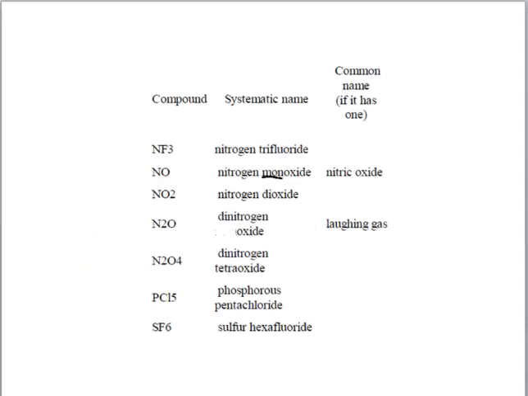Here are some opportunities to practice. Formulas are here. Unfortunately, the numbers are not subscripted. Systematic names are over here. So, for example, NF3 is nitrogen trifluoride. NO is nitrogen monoxide. NO2 is nitrogen dioxide. N2O is dinitrogen oxide, etc. Notice that there is one example of the use of the mono prefix in nitrogen monoxide. More on that in a moment.